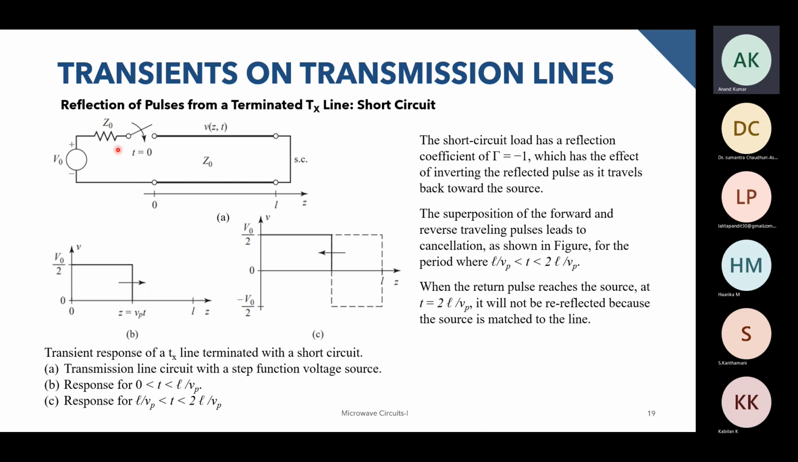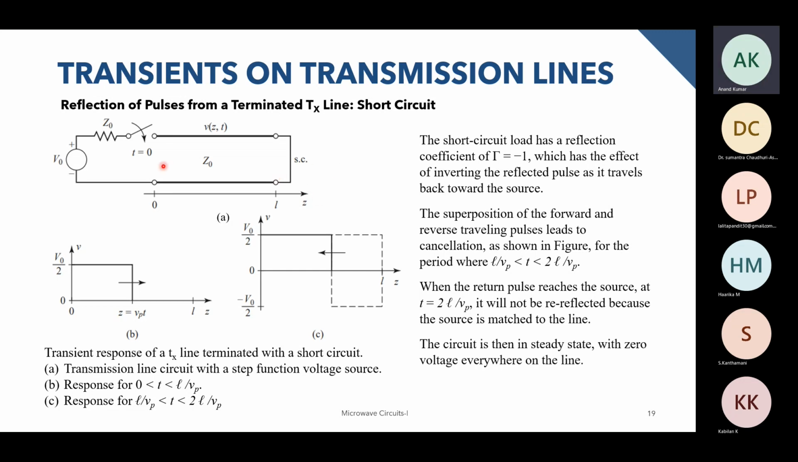So again, the source has an impedance of Z naught, and the line has an impedance of Z naught. So if you look from this direction over here, the source is matched to the line. So we will not have any reflection from this side.